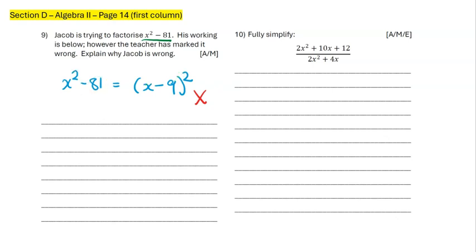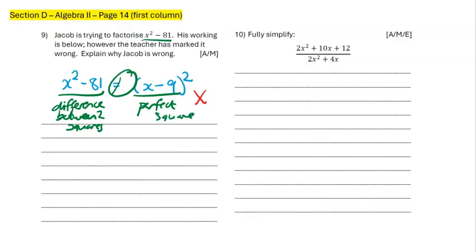But the issue he's got here is, this here is called a difference between two squares. And this here is actually a perfect square. And these here are different concepts. So this one cannot be equal to the other one there. So let's go ahead and factorize this.